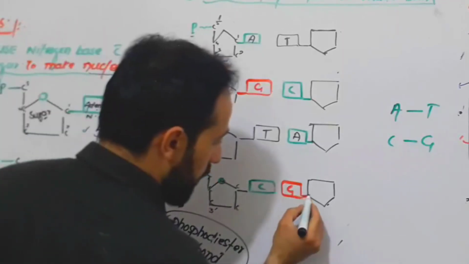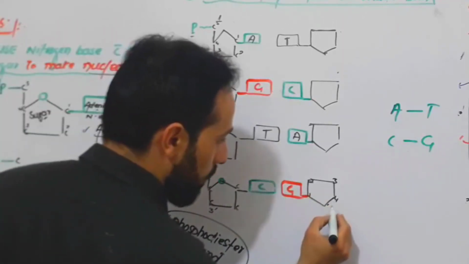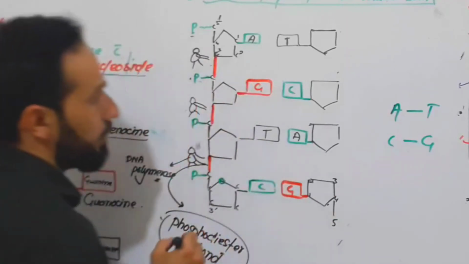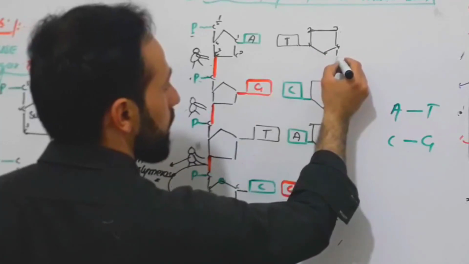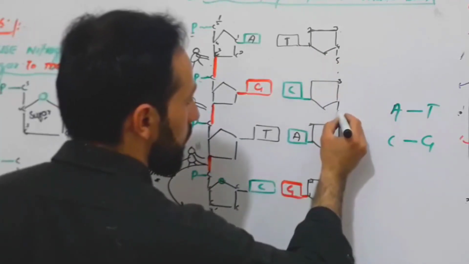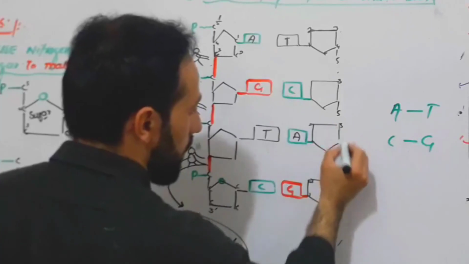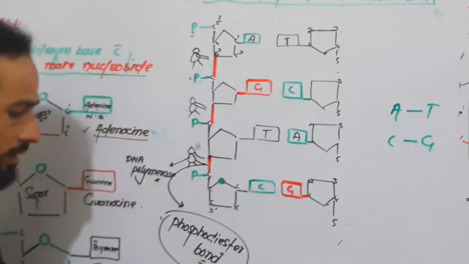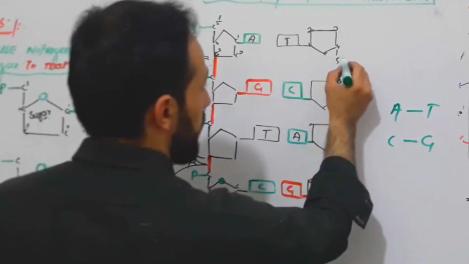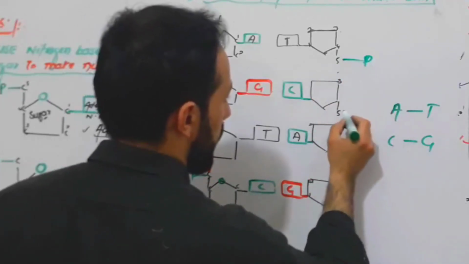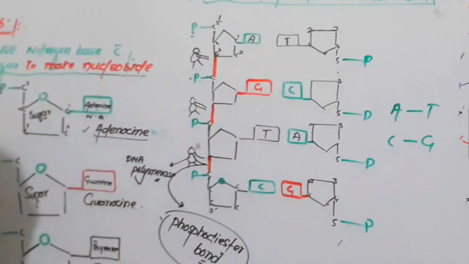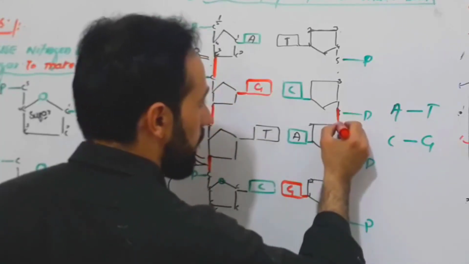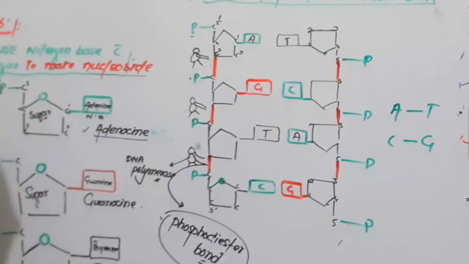And this is carbon number 1, 2, 3, 4, and this is 5, right? 1, 2, 3, 4, and here is 5. So here's 3, here is 5, here's 3, 3, and this is 5. And again, we will put all those phosphates here too. These are the phosphates, and these are the bonds, the phosphodiester bonds like this.